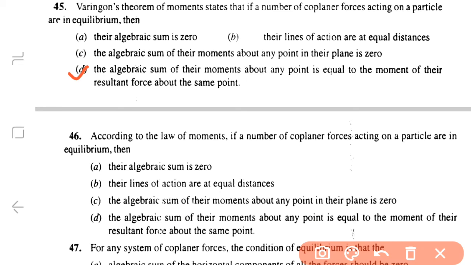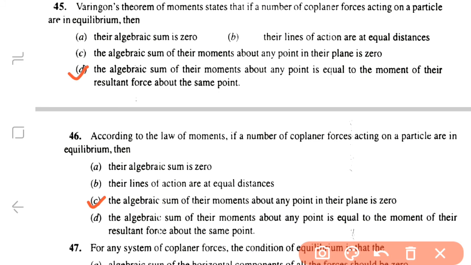Now friends next question is, according to the law of moments, if a number of coplanar forces acting on a particle are in equilibrium, then here friends these are the options, and here option C is the correct answer for this question, that is the algebraic sum of their moments about any point in their plane is 0.